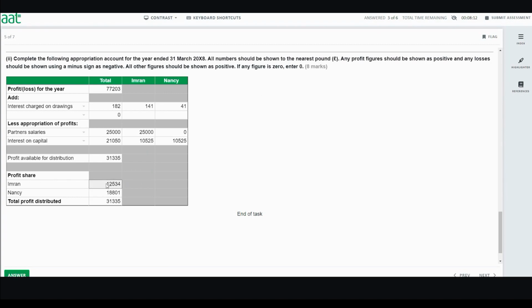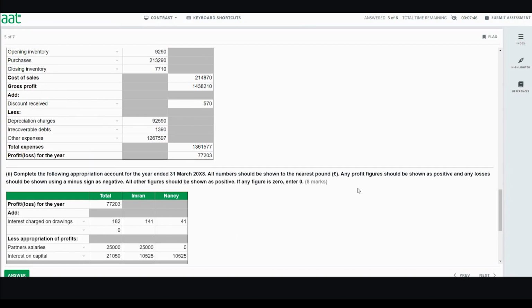Oops, sorry, I've done that wrong way around. That should be 18801. And Nancy should be 12534, so just make sure you're putting them in the right ones. Okay, so then by adding those two together, just check that it does come to that figure, so you're gaining as many marks as possible.